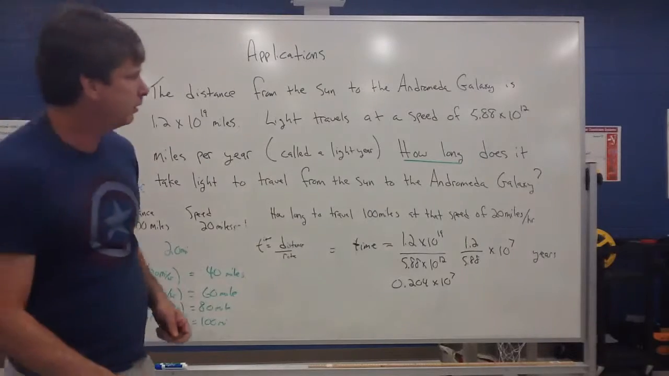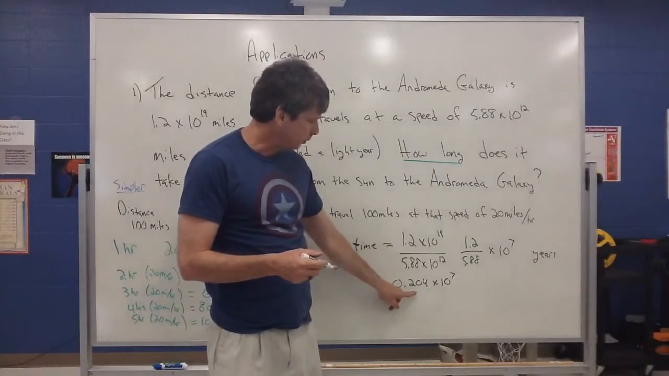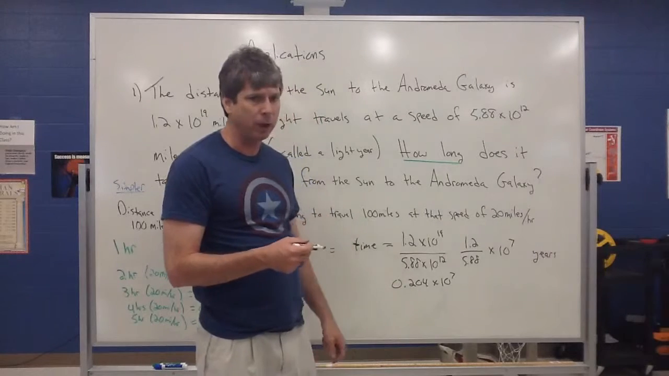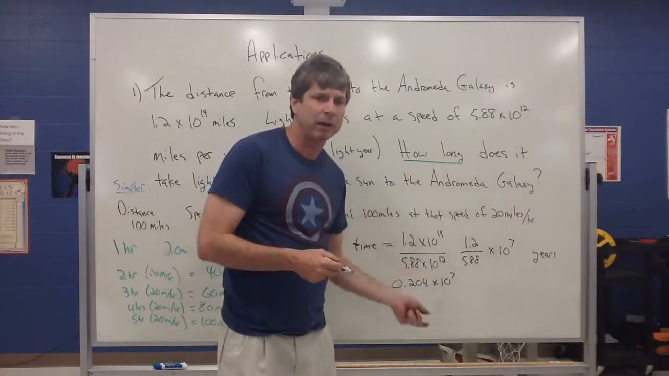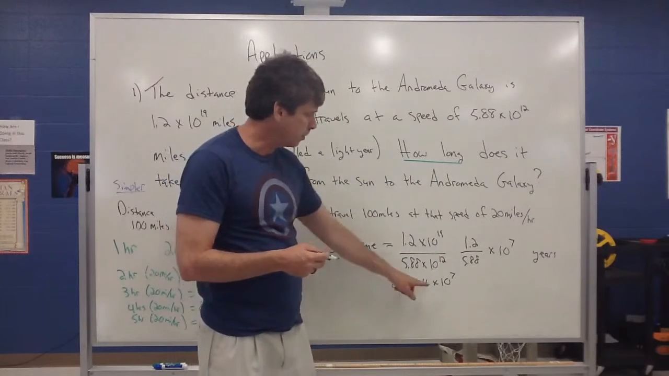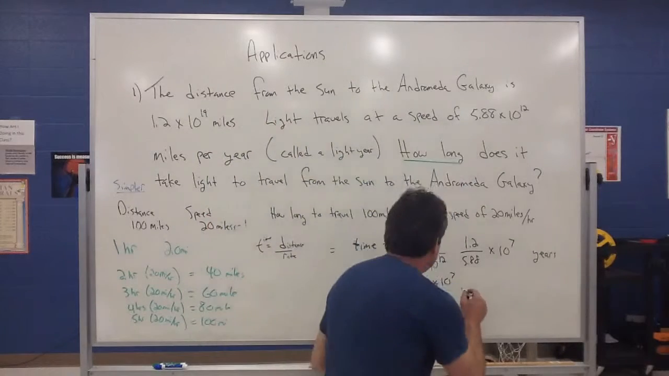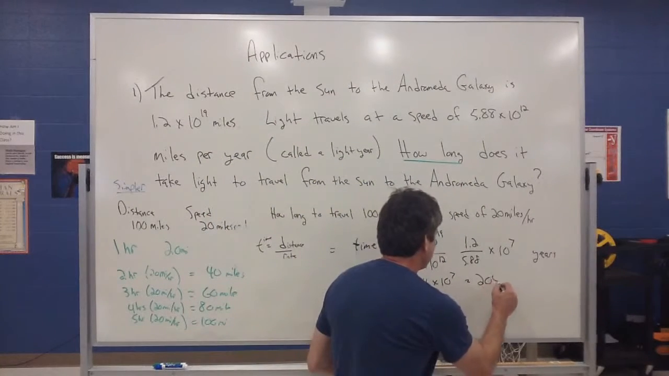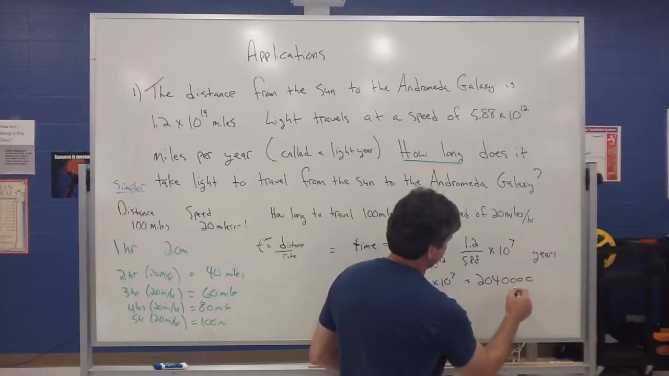Now, what they want me to do, though, is probably put this in scientific notation. Notice this really isn't in scientific notation. So what I probably want to do is change this to decimal notation and then flip it back into scientific notation. So remember, 10 to the 7th means to move the decimal 7 places to the right. So that's going to equal 204, and then add 4 more zeros. Yep, 4 more zeros.